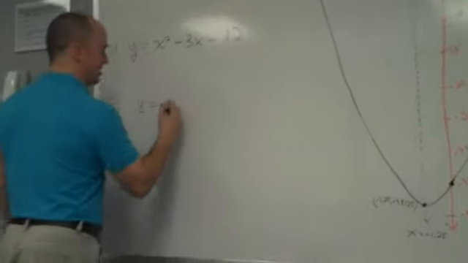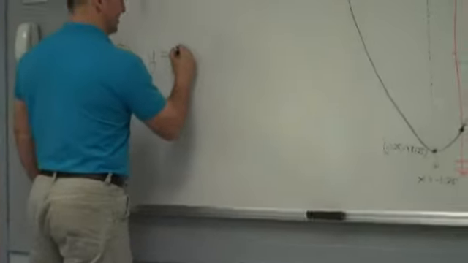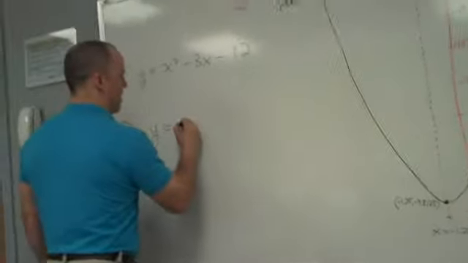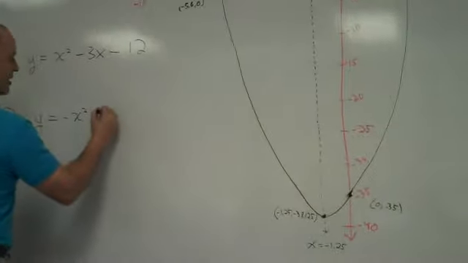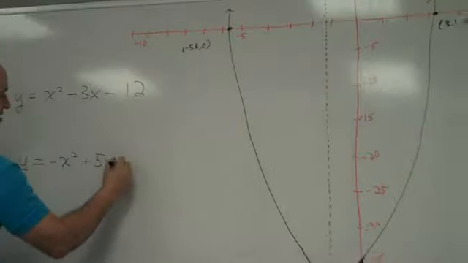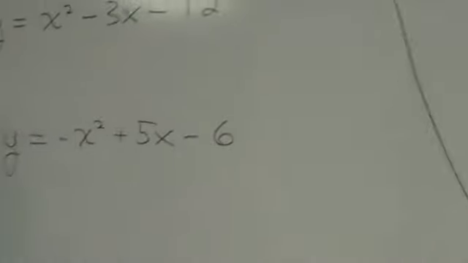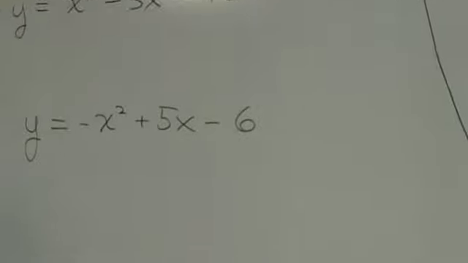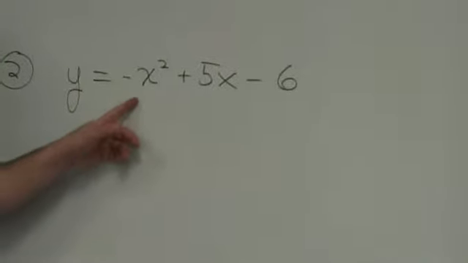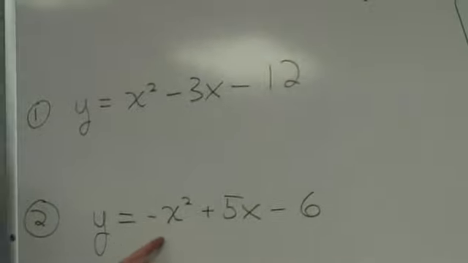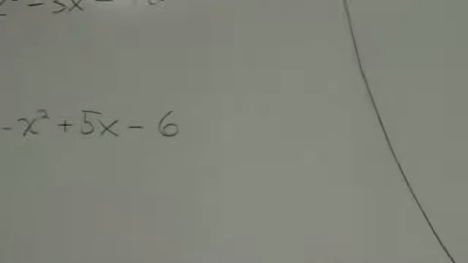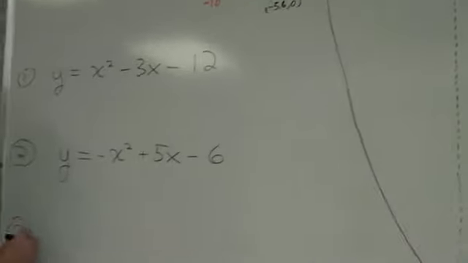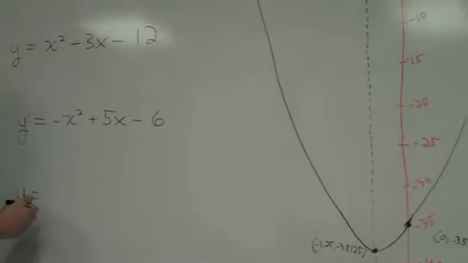Number 2: y equals negative x squared plus 5x minus 6. Now this one I have something in mind. Is this one smiling or frowning? Frowning, because the leading coefficient is negative. You can divide by negative 1, and then it'll still be frowning.